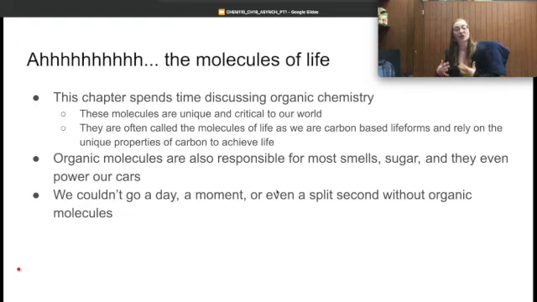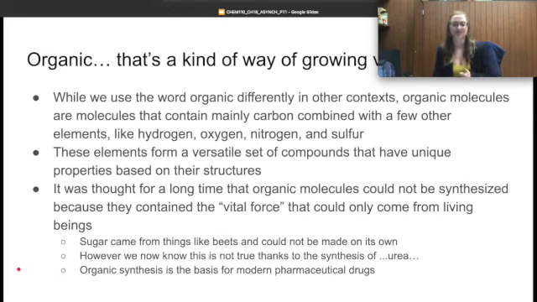Organic molecules are also responsible for most smells. Sugar is an organic molecule, and gasoline is full of organic molecules that power our car. So we couldn't go a day, a moment, even a split second without organic molecules because we wouldn't exist without them. So let's get into it. Let's talk a little bit about what they are.